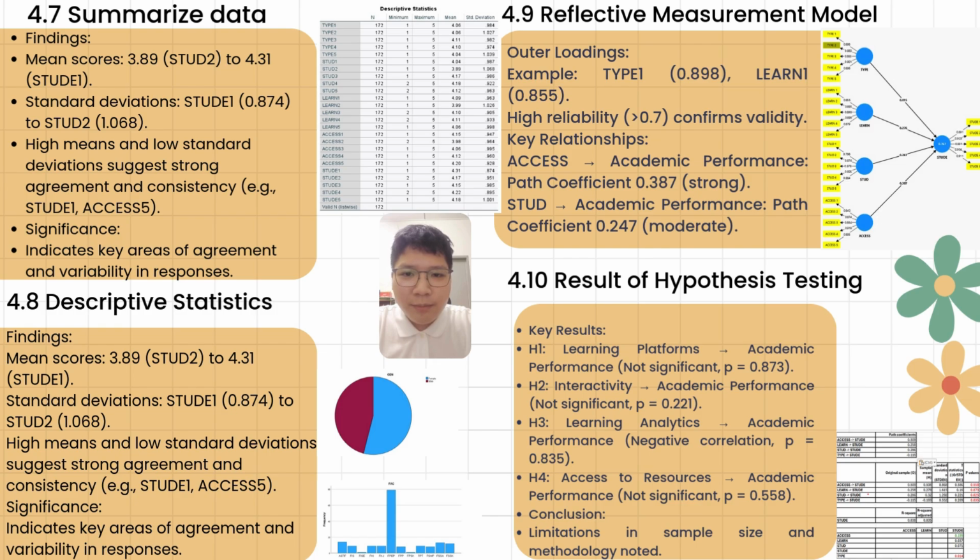The mean score across variables ranged from 3.89 to 4.31, showing generally positive responses, with STUD 1 having the most consistent result and STUD 2 showing more variability. High mean scores and lower standard deviation, like STUD 1 and SS5, indicate strong agreement and consistency. In the reflective measurement model, SS has a strong relationship with academic performance, with a PAP coefficient of 0.387, while STUD shows a moderate relationship. This insight highlights key areas of agreement, variability, and methodological consideration for improving research outcomes.